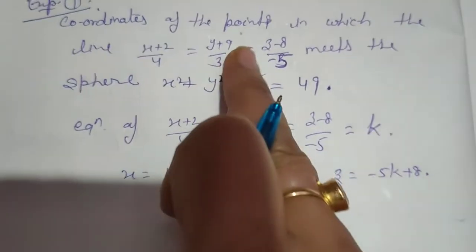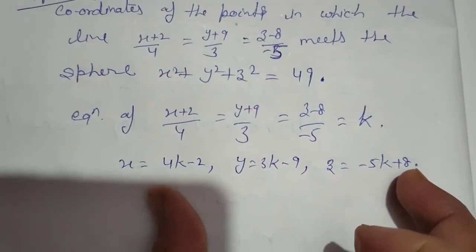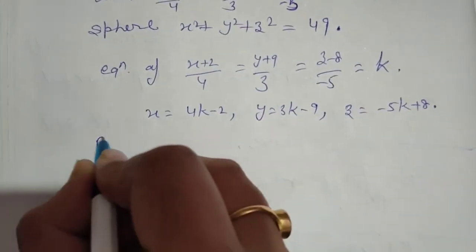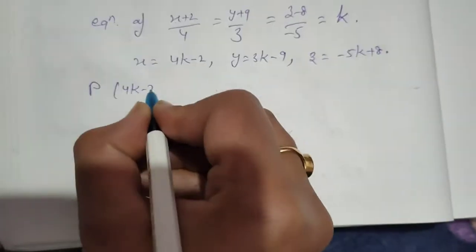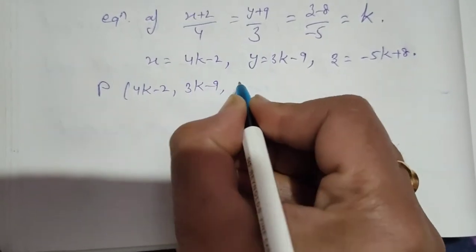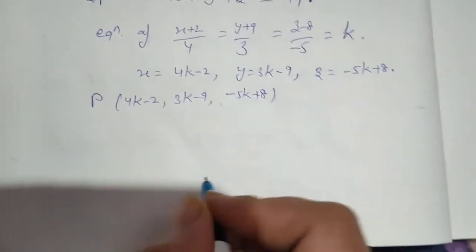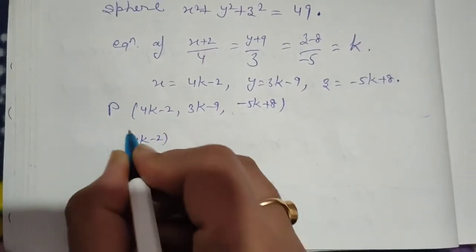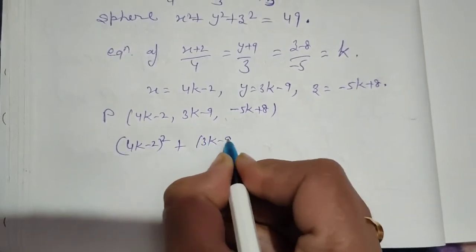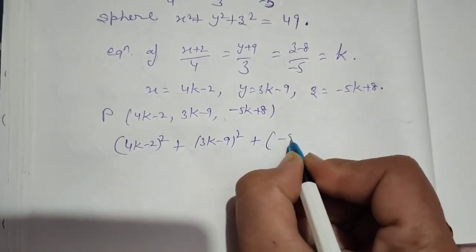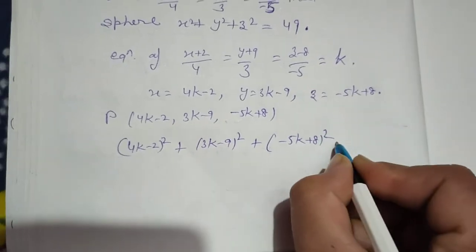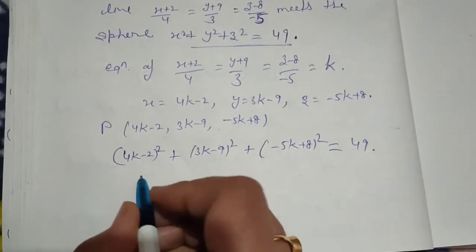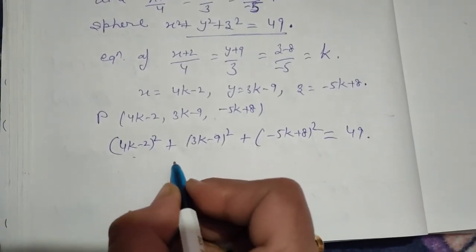This straight line intersects the sphere, so this point lies on the sphere. We put this point on the sphere. Point P (4k - 2, 3k - 9, -5k + 8) lies on the sphere. Then (4k - 2)^2 + (3k - 9)^2 + (-5k + 8)^2 = 49. This is the equation of second degree in k.